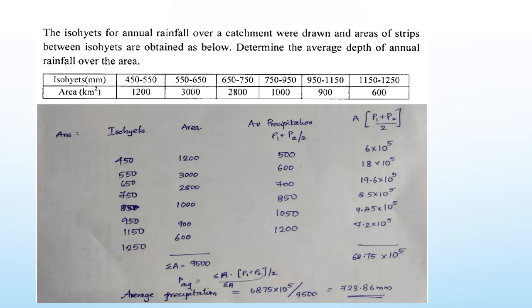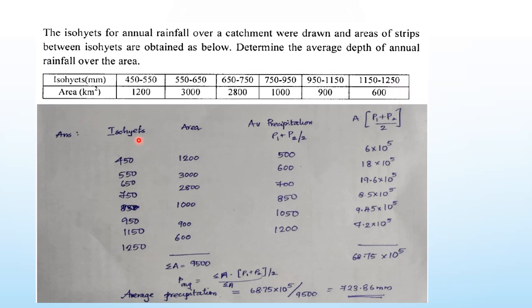In this, isohyets are the lines joining the places having the same rainfall. That is, if a line is drawn with 450 mm rainfall and another line is drawn with 550 mm rainfall, then the area falling between these two lines is 1200 square kilometers. Like that, the area falling between the next two lines is 3000 square kilometers. 650 to 750 is 2800, 750 to 950 is 1000, 950 to 1150 is 900, 1150 to 1250 is 600.